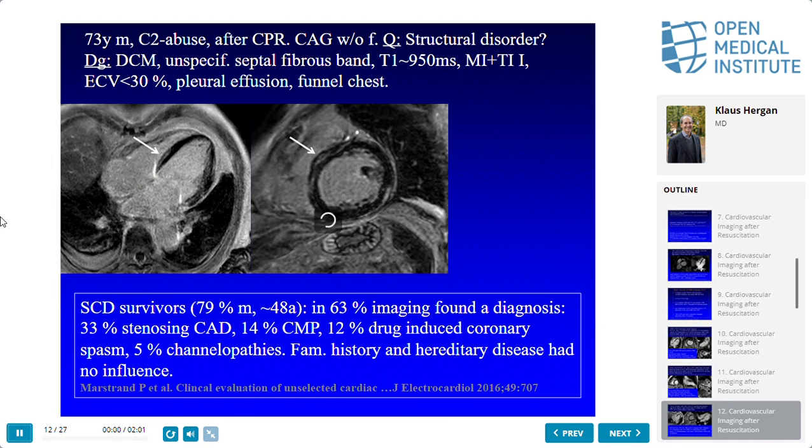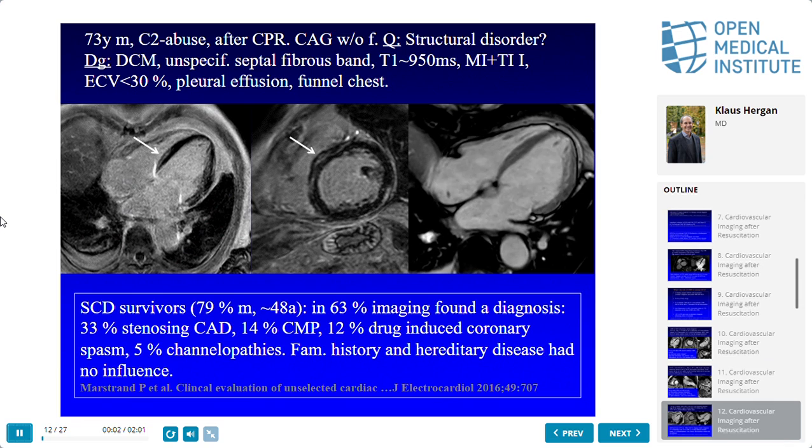In this 73-year-old male patient with a history of alcohol abuse, after cardiopulmonary resuscitation, they found nothing in coronary angiography, and the clinicians wanted to know if there's some structural disorder. In this case, we found dilative cardiomyopathy and an unspecific fibrous band in the septum. Actually, dilative cardiomyopathy can be caused by alcohol abuse because it's a toxic cardiomyopathy.